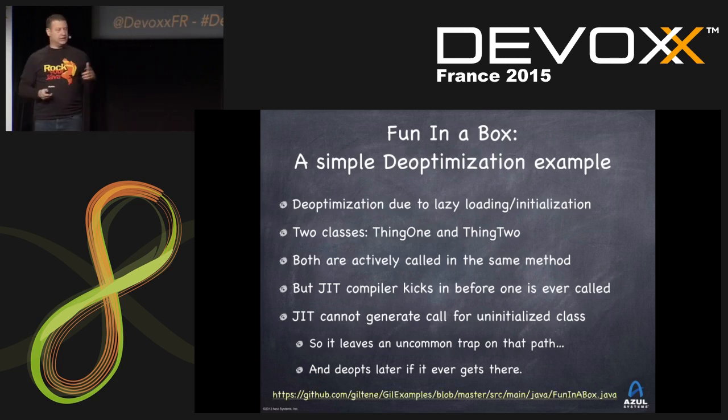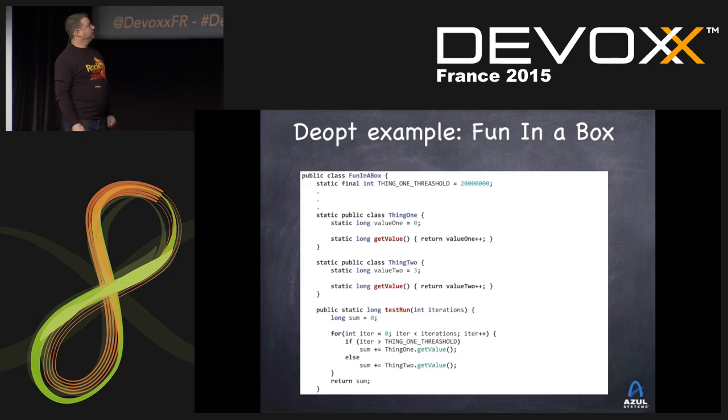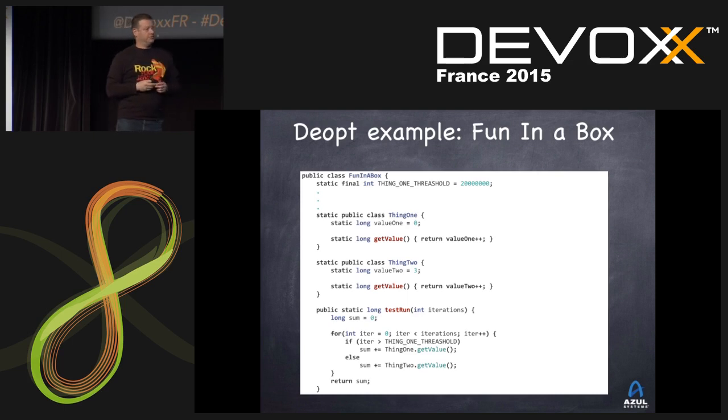So let's look at this in actual code. There's a link down here to the GitHub version of this. Hopefully this is readable. Is this readable all the way in the back? Okay, good. So we have a thing1, we have a thing2. Both of them basically increment a value. The value is initialized to two different things.